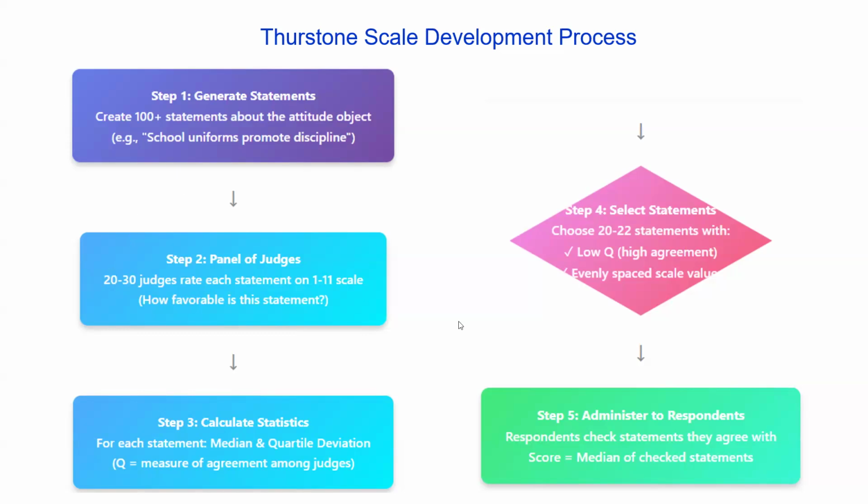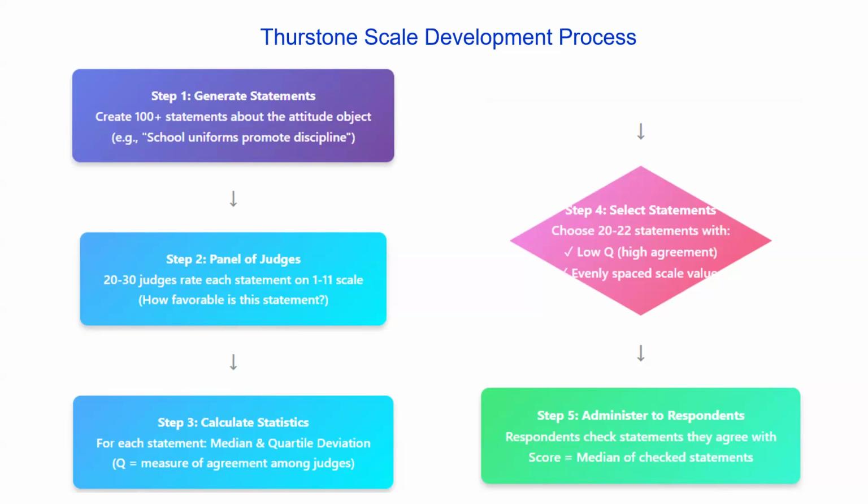Even here in this development process, this picture illustrates the Thurston scale development process. The example taken here is: school uniforms promote discipline. For example, one statement. The second one is a panel of judges.